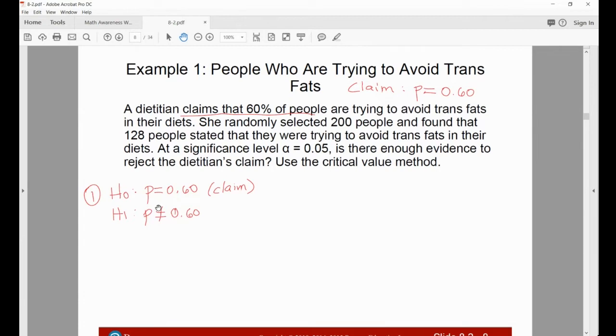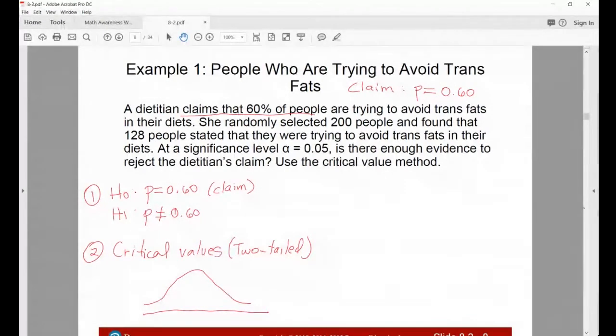So in the next step, we're gonna have to find the critical value. And for that, we need to know what type of test do we have. So when it's a two-tailed test, we're gonna have to find two critical values. So it's actually two critical values. One will be negative and the other one will be positive, because we're gonna have two rejection regions.